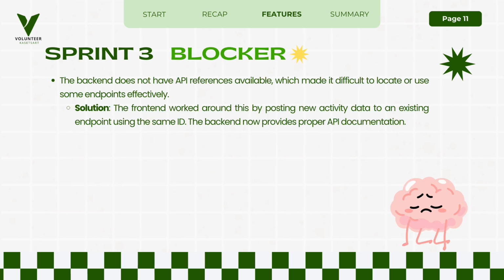The main blocker in Sprint 3 was missing API documentation from the backend. Without references, it was difficult to know how to correctly call certain endpoints. To work around this temporarily, we reused an existing endpoint to submit new activities using the same ID format.